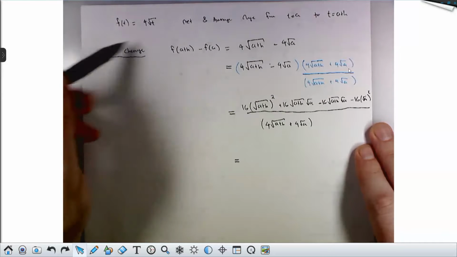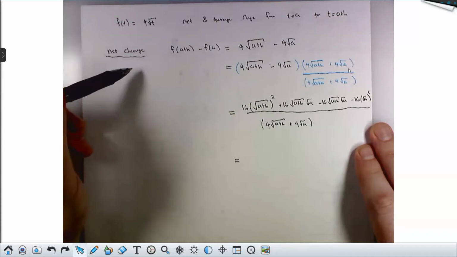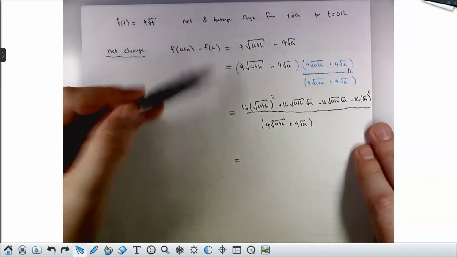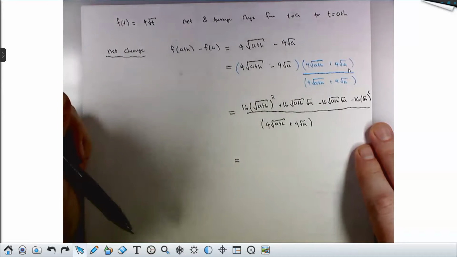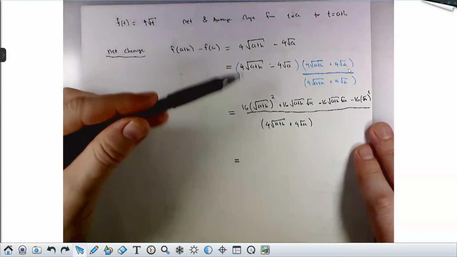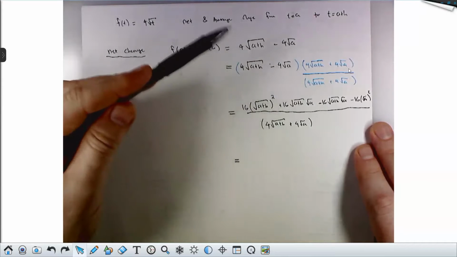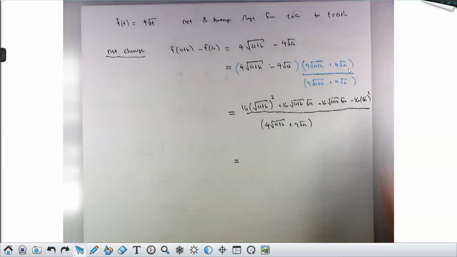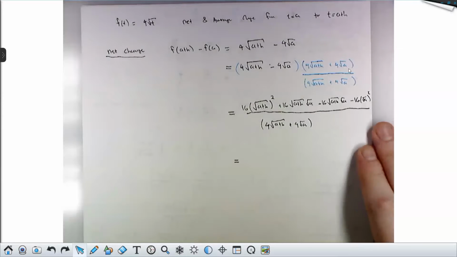So right now I'm just working on the net change. We're going to simplify this net change as much as we can, and that will make the average rate of change stuff easier. But these algebra steps that we're doing here, you could do them with the average rate of change step. I'm just doing it here because I know I'm going to have to do it later. But the reason we do this, look at these middle terms.